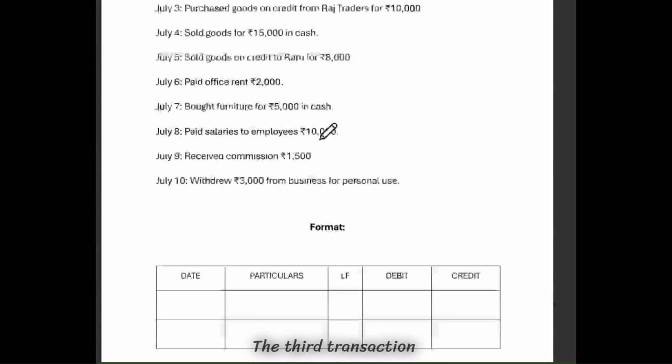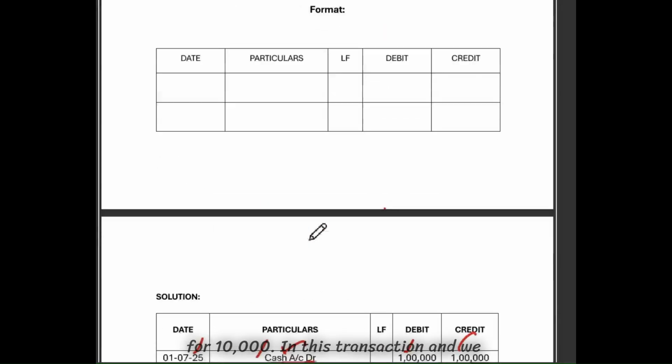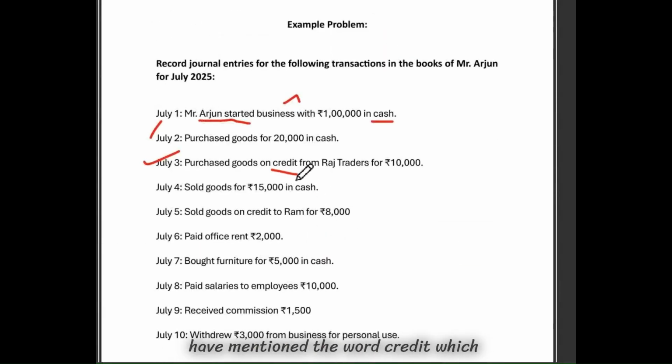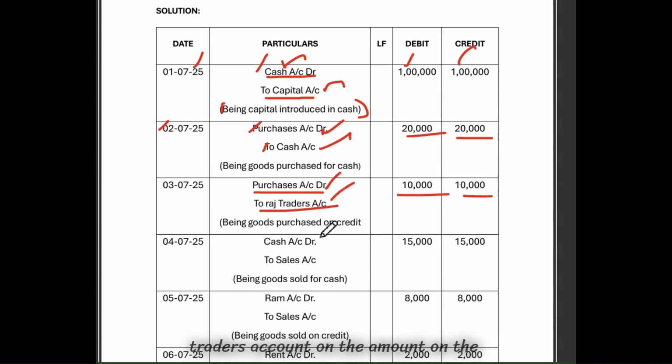The third transaction, purchase goods on credit from Raj Traders for 10,000. In this transaction we have mentioned the word credit, which means we bought the goods on credit. We have to pay it later. So we have two accounts. One account is purchase account, which is always on debit, and from whom we have purchased the goods, the Raj Traders account. Here we write the Raj Traders account and the amount in the respective columns.